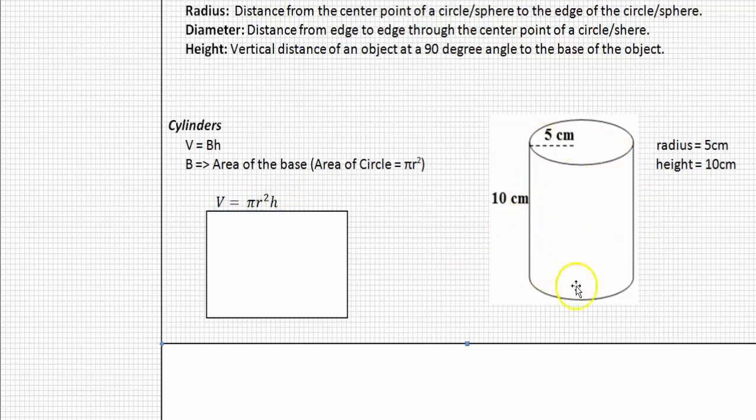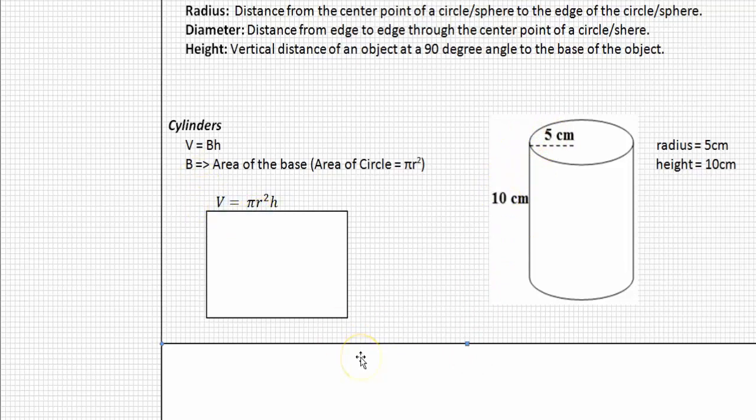So over here we have our picture, and I've labeled the 5 centimeters as our radius, and the 10 centimeters as our height, and that is technically at a 90-degree angle to the base, going straight up. So that's what we mean by that in our definition. And if you want to take a moment, pausing the video here, see if you can plug these numbers in.